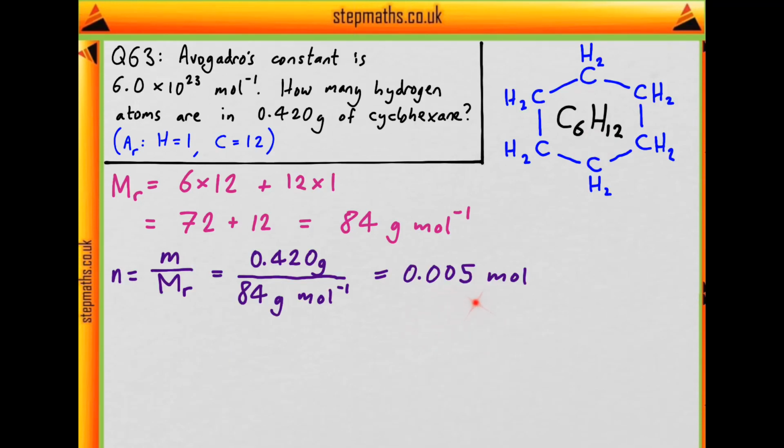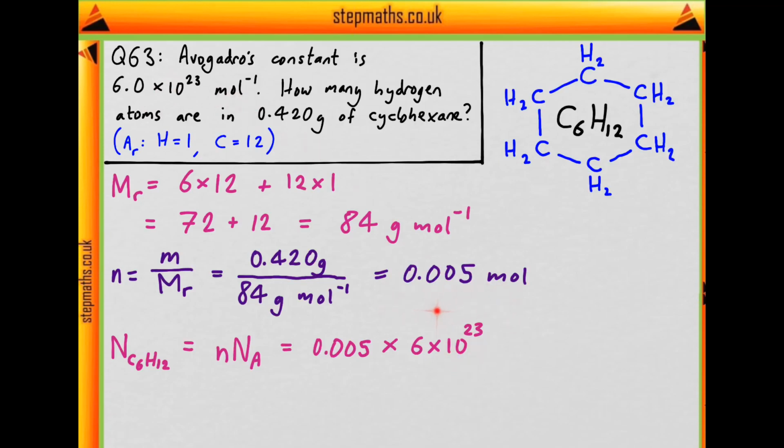So we have the number of moles, but remember we need the number of molecules. So how do we get this? So there are this many molecules in a mole, and we have this many moles, so what should we do? Let's multiply the number of moles by how many molecules there are in a mole. So N times Na comes out as 0.005 moles times 6 times 10 to the 23 per mole.